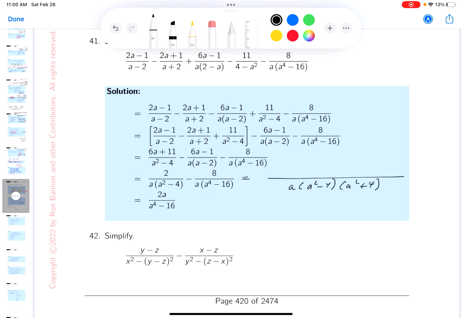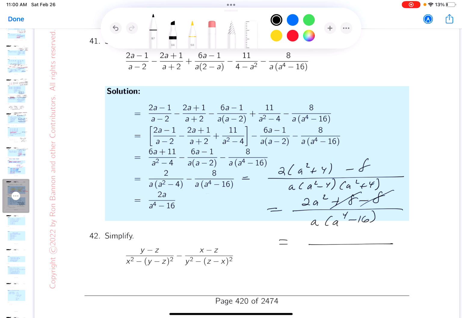What do you get here? 2, a squared plus 4 minus 8. Well, I got to do that. And the bottom is just pretty simple. It's a to the 4th minus 16. And on top you get 2a squared plus 8 minus 8. Well, these disappear. And now I got a reduction. What's the reduction going to be? 2a over a to the 4th minus 16. And we get to the end. Thank you.